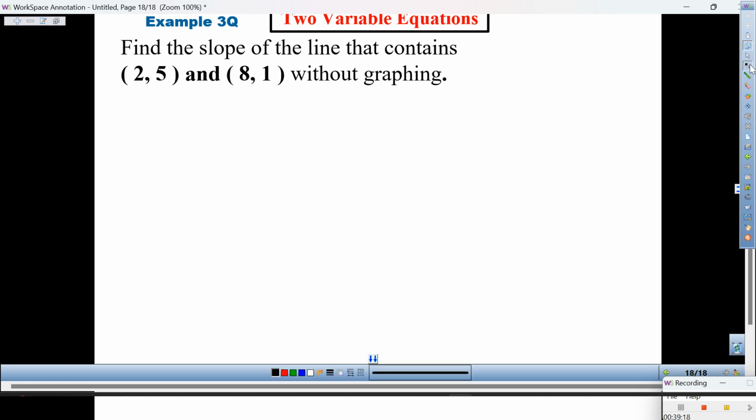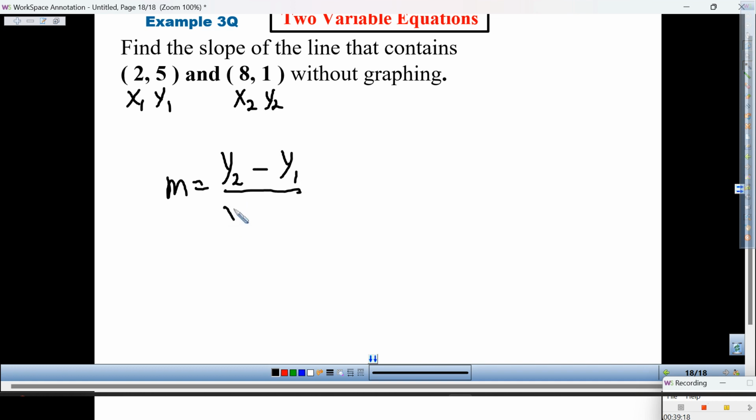To find the slope, first you label your points. And since we read from left to right, point 1 is this one, and point 2 is this one. So I'm going to label this one x sub 1, y sub 1, which means this one is what? X sub 2, y sub 2. So step 1, you label your coordinates. Step 2, write your formula. m equals y sub 2 minus y sub 1 over x sub 2 minus x sub 1.